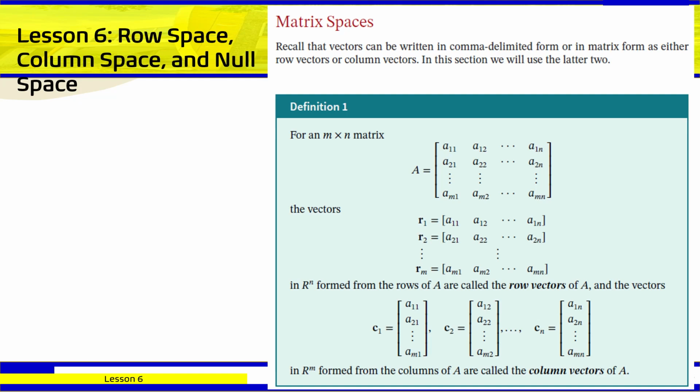We need to recall that vectors can be written in comma-delimited form or in matrix form as either row vectors or column vectors. The first definition shows an m by n matrix A, wherein you can see the row vectors, denoted by r sub 1, r sub 2, up to r sub m, and the column vectors of A, denoted by c sub 1, c sub 2, up to c sub n.